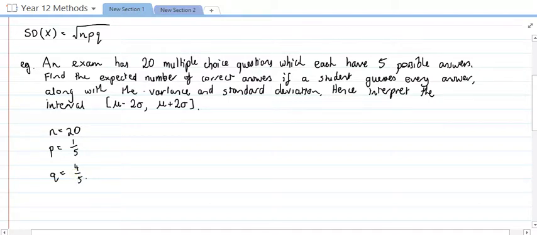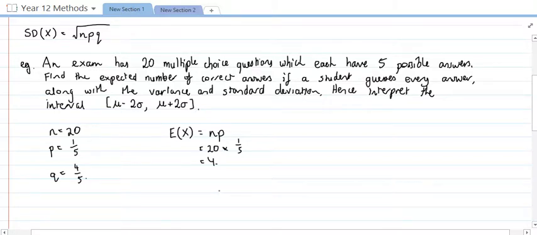So first off I need to find the expected number of correct answers. The expected value for the binomial distribution is the number of trials multiplied by the probability, which in this case is 20 multiplied by 1/5, which is just 4. So we would expect someone who's just completely guessing to get 4 of these answers correct.